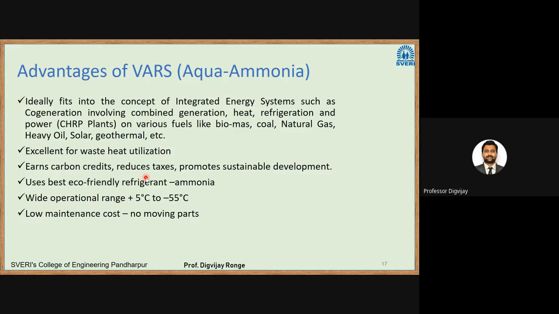Then it has low maintenance costs because it has no moving parts. In VCRS we have a compressor, which means it will have some moving parts. In VRS we have very few moving parts, because we have a pump, which has some moving parts. We can say fewer moving parts compared to VCRS. And it can operate well for over 25 years. So the durability is very good for VRS compared to VCRS.